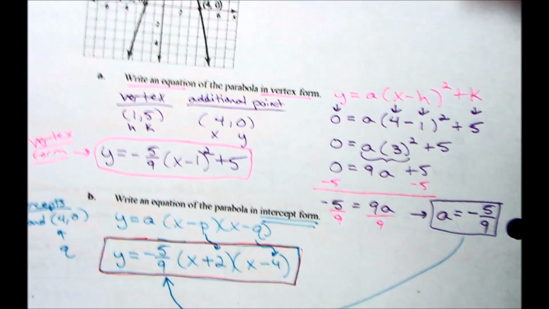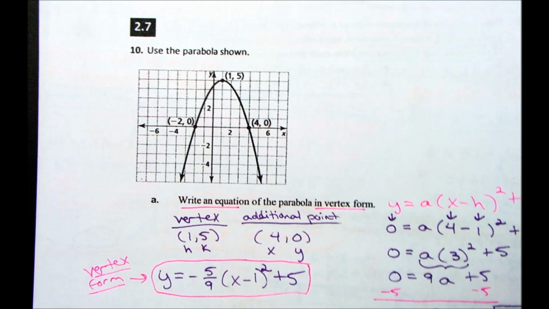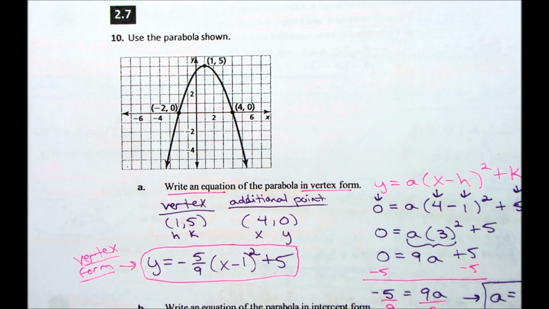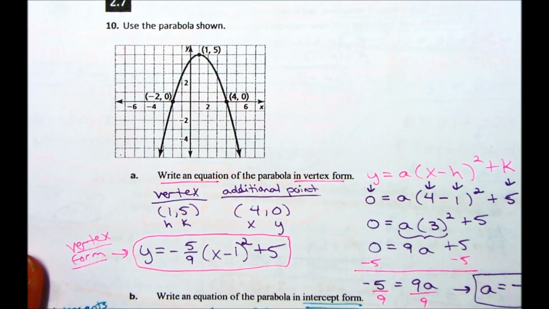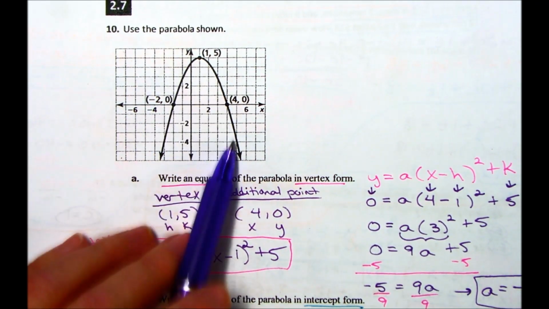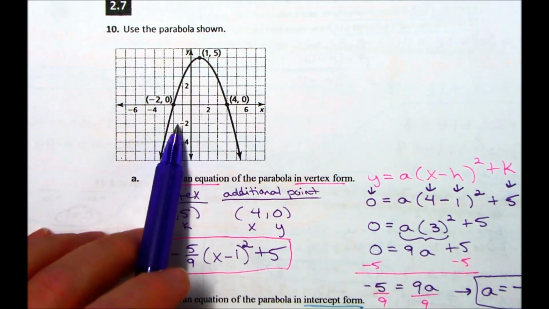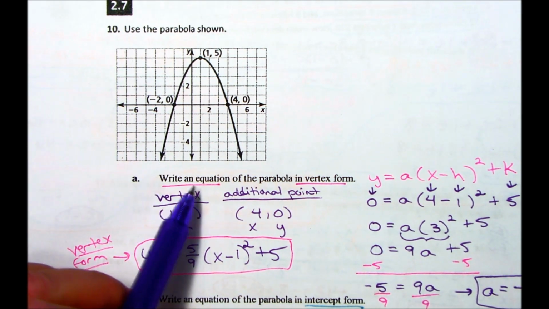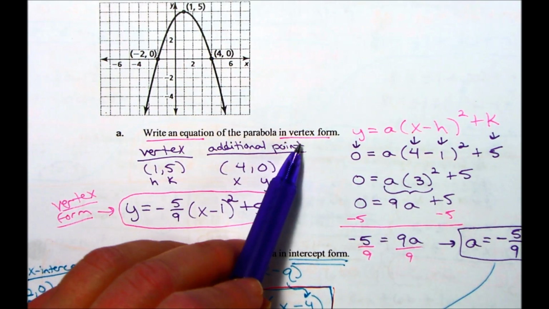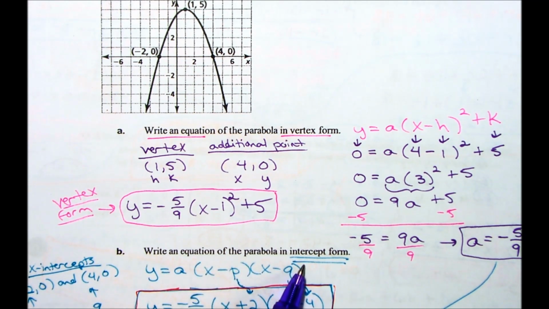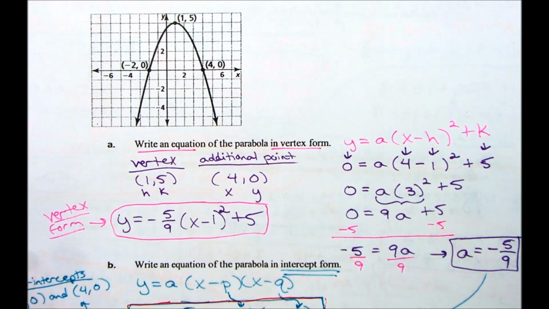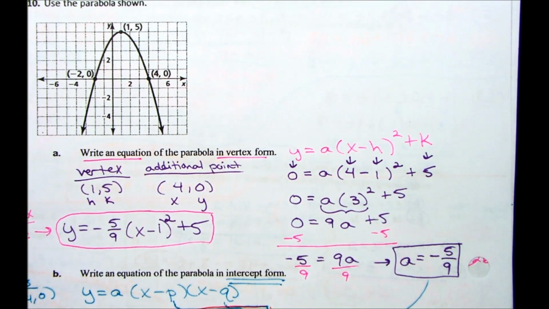Okay, moving on to problem 10. In problem 10, we now are jumping to section 7, so this is one of the newer sections. You're given a parabola on a graph, and they're asking you to use the parabola to write the equation. You're going to write the equation in vertex form. You're also going to write it in intercept form. You've got to know what your forms are.